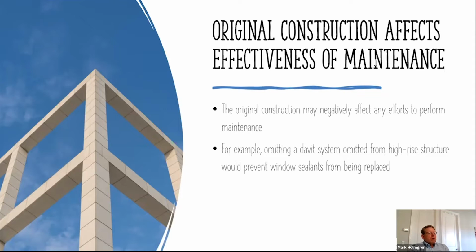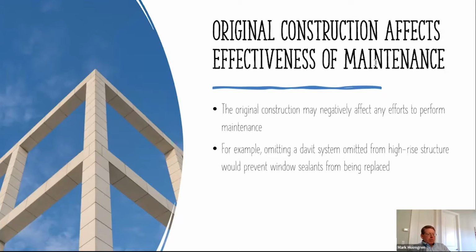You also want to think about how the original construction is going to affect maintenance costs for the association long term. Here's an example: if you manage a high-rise condominium, I don't know if anybody here does that, but if you don't have a davit system that would allow workers to be raised and lowered along the side of the building to wash windows and do other things, how are you going to replace the window sealant on that building?